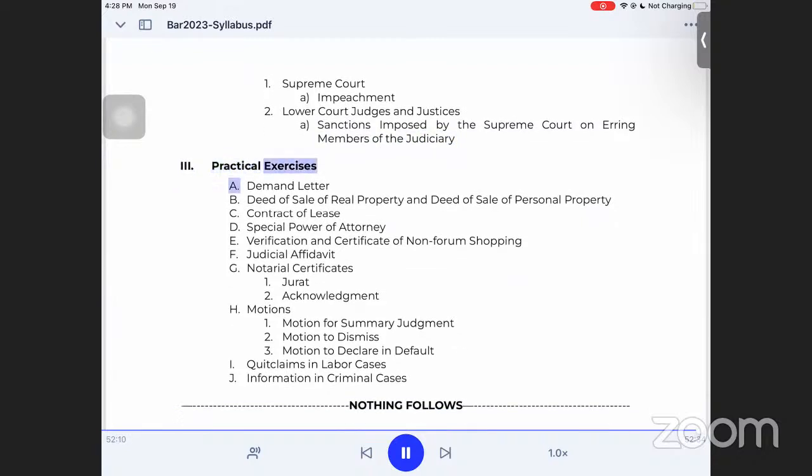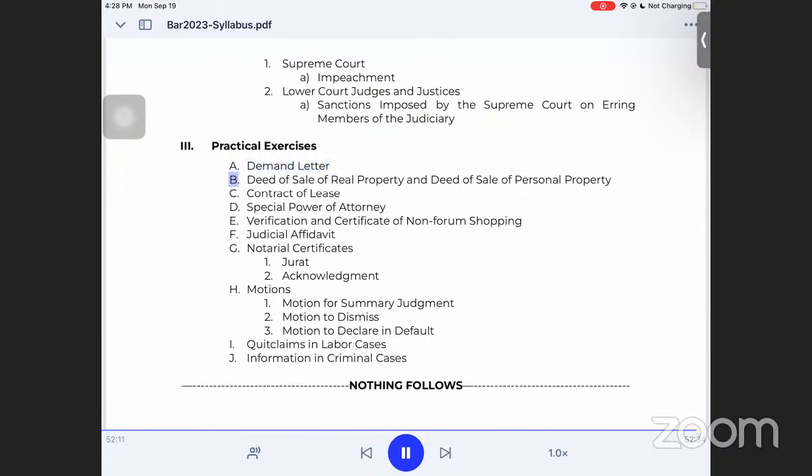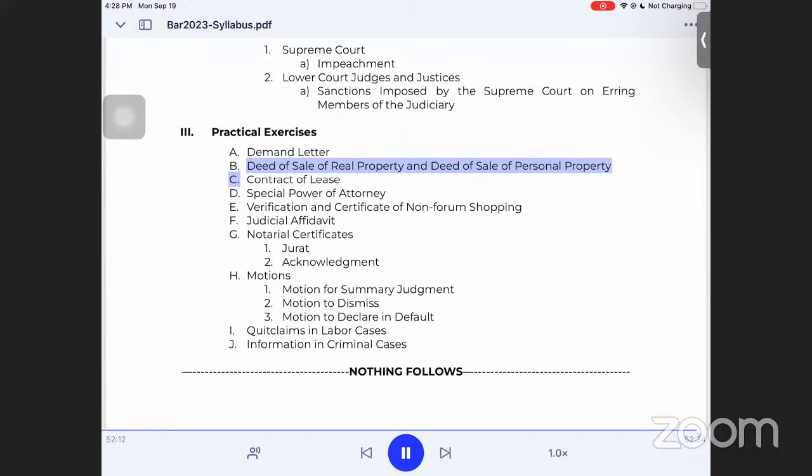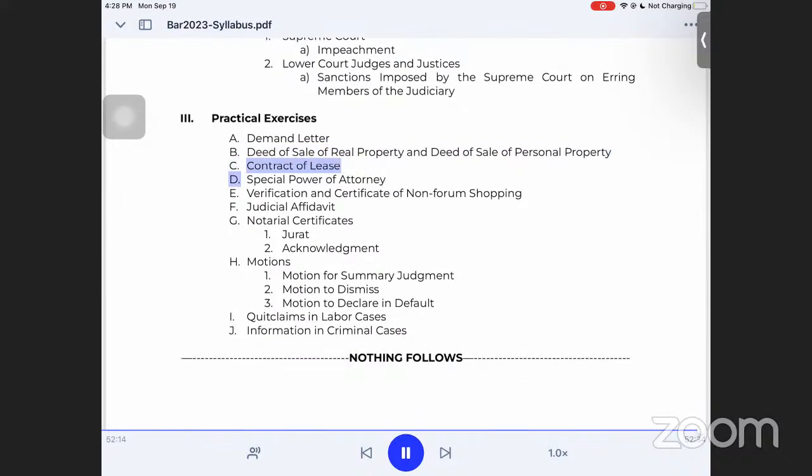3. Practical exercises. A. Demand letter. B. Deed of Sale of Real Property. C. Contract of Lease.